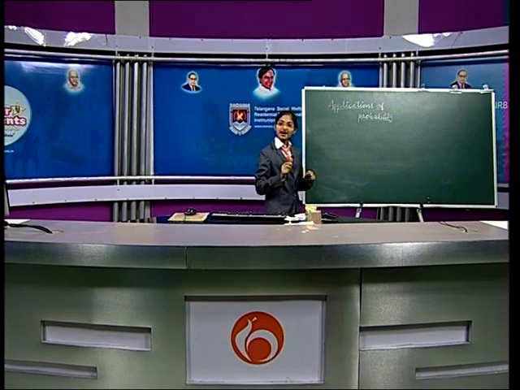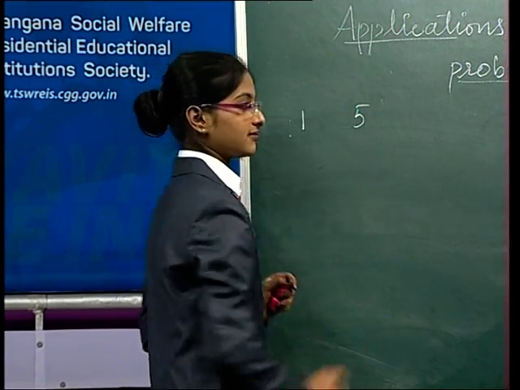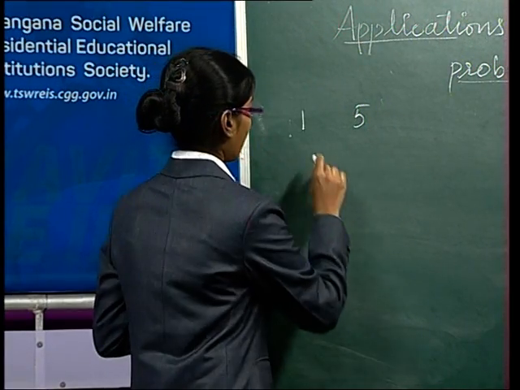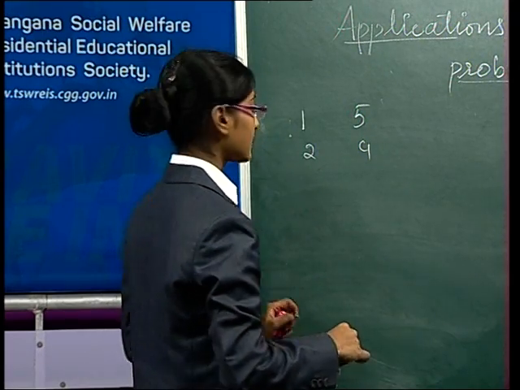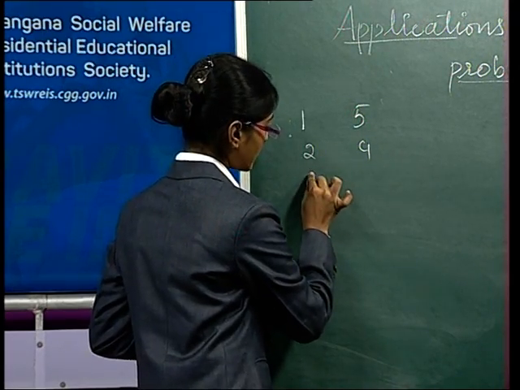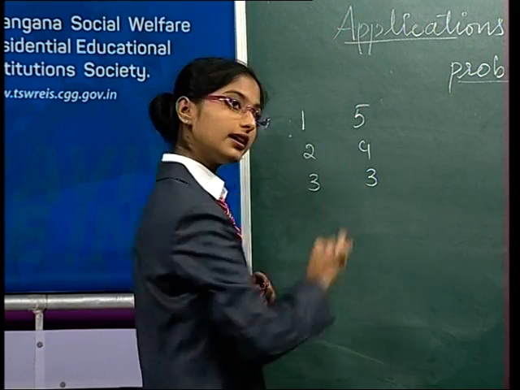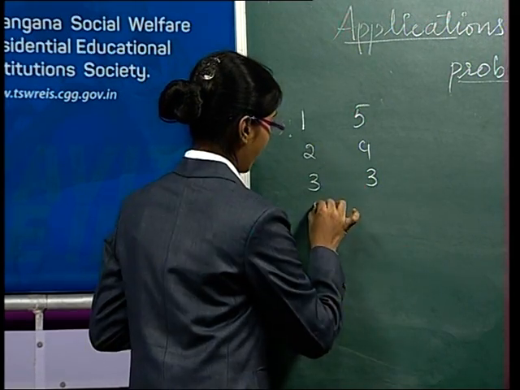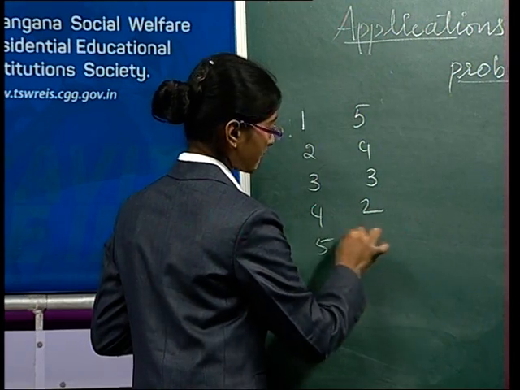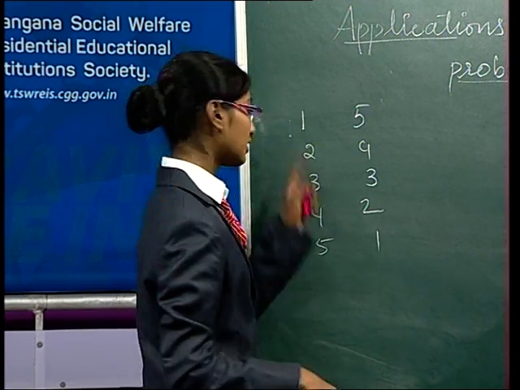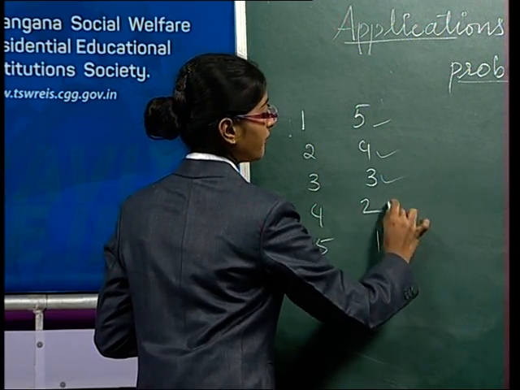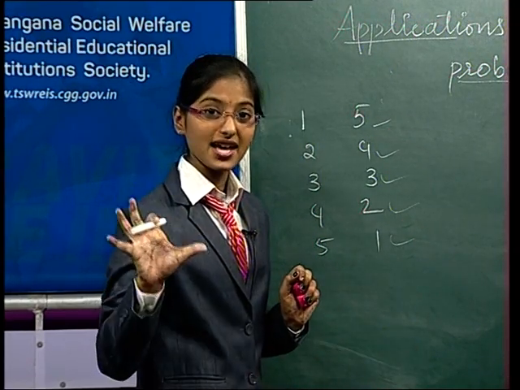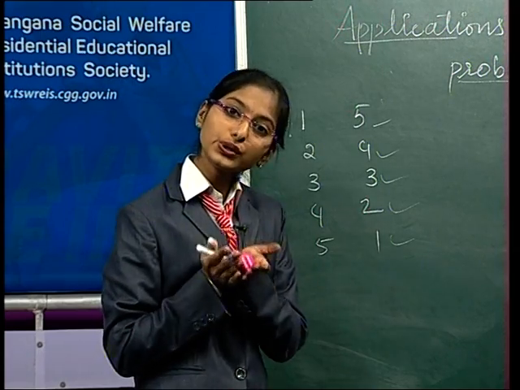How many chances are there? Maybe it may be 1 and 5. The sum is 6, and 2 and 4, the sum also 6, and the next one is 3, 3. The sum is 6, and 4, 2 and 5, 1. The total sum is 6. So, 1, 2, 3, 4, 5. There are 5 chances to get 6 when I roll 2 dice.